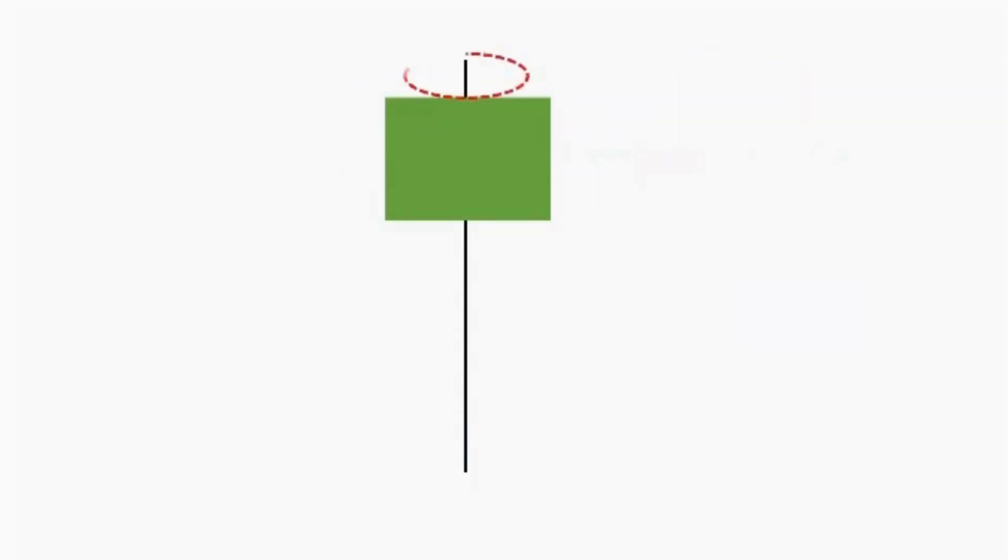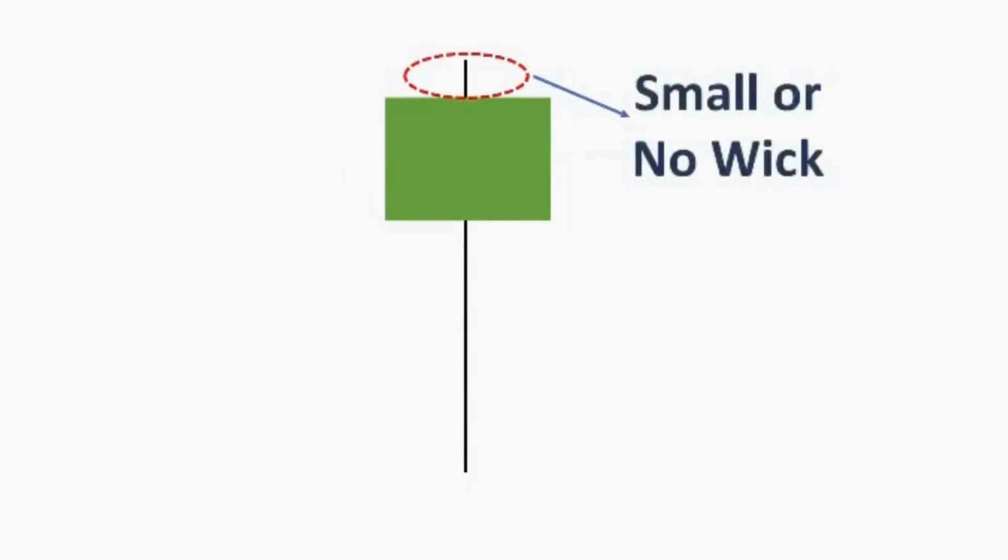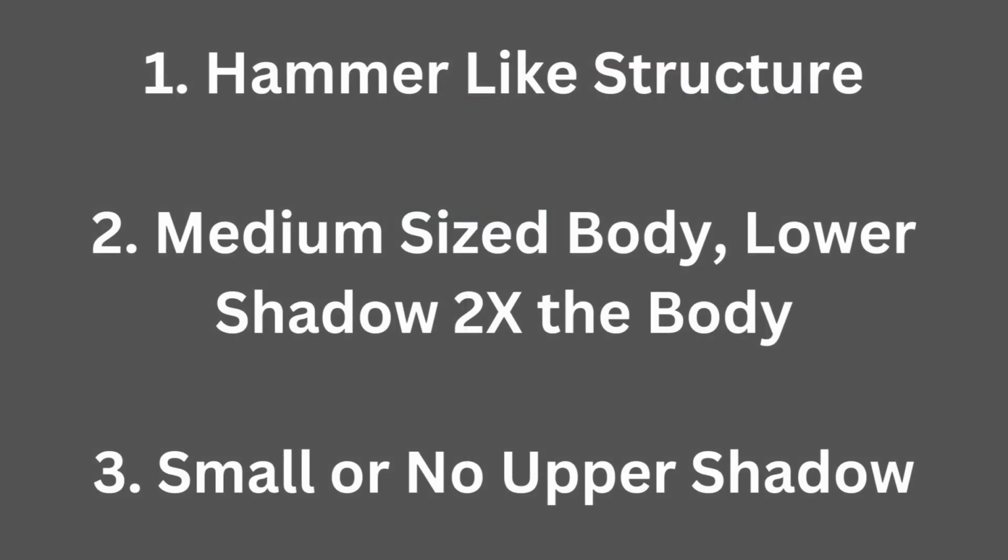The upper shadow is very small, or sometimes there is no shadow, no wick on the upper part of the candle. The shadow on the upper part of the candle has very little significance with this pattern. So these are the points to identify this pattern. First is the hammer-like structure of the candle. Second is the medium-sized body and the lower shadow being 2 times the body. Third is a small or no shadow on the upside of the candle.